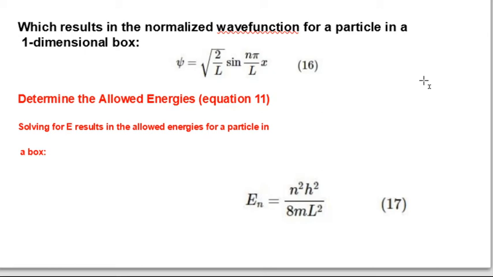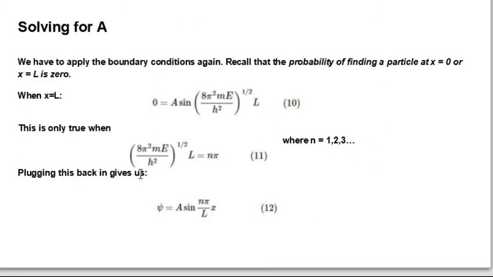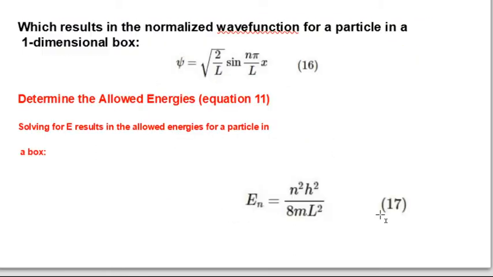And we can solve for energy as well. From this expression we can solve for energy, also putting in the value of L. Finally, from equations number 8 and 11, we get En equals n square h square by 8 m L square. Combining equations 8 and 11, we get this expression. So that is the expression for energy.